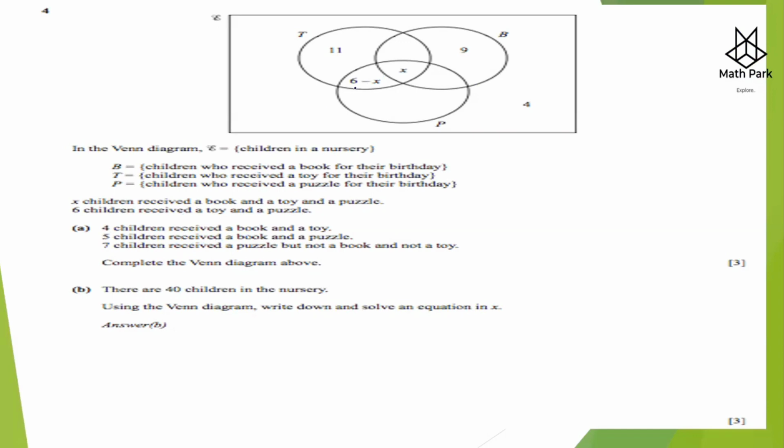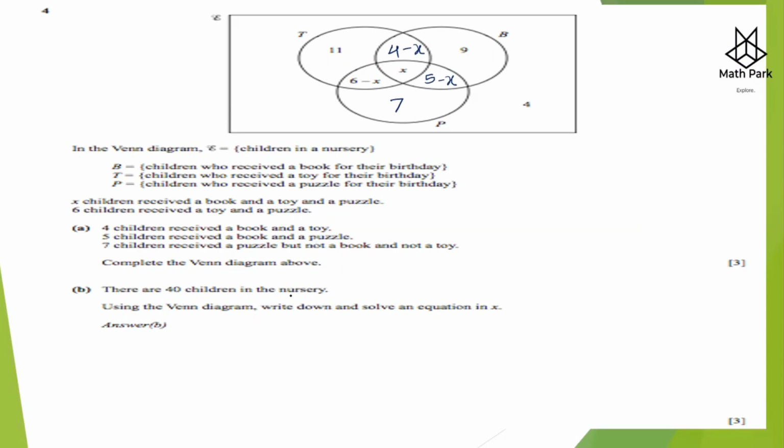4 children received a book and a toy. So for book and a toy, there are 4 children. But here already X is there, so this part we will be writing 4 minus X. Then 5 children received a book and a puzzle. But X is already there, so here this part we are going to write 5 minus X. And 7 children received a puzzle but not a book. So this is how we completed the Venn diagram, and you get 3 marks for this.